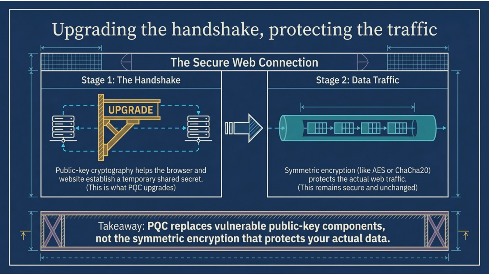Stage 2 is the actual data traffic, protected by symmetric encryption like the Advanced Encryption Standard, or AES, or ChaCha20. Symmetric encryption remains highly secure against both classical and quantum computers. Thus, we're simply upgrading the public key handshake while leaving the symmetric traffic protection completely unchanged.